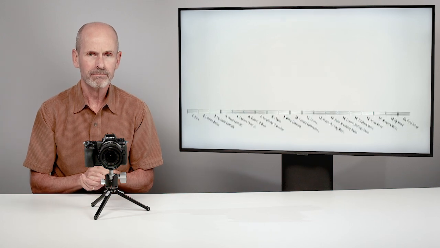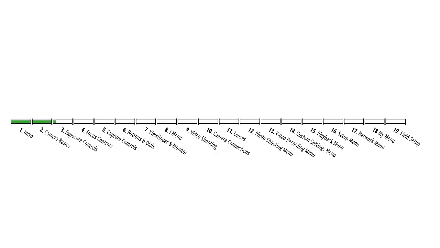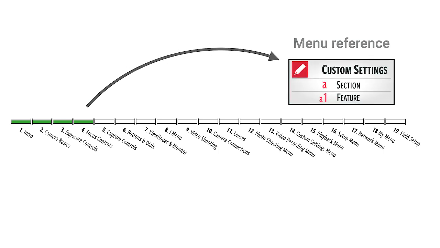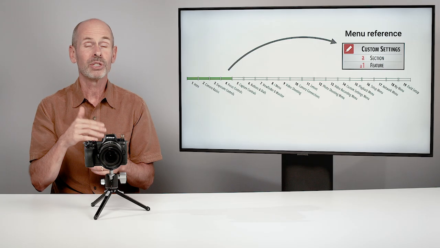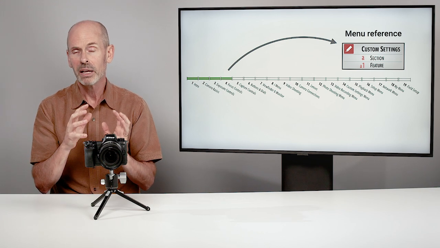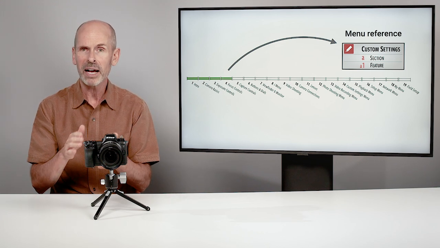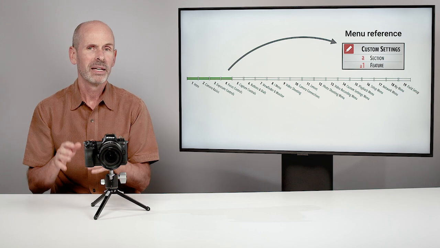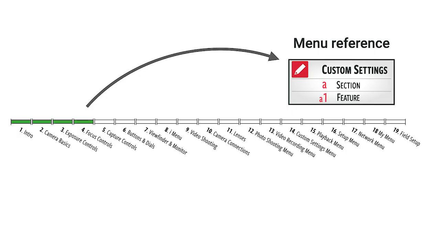Now, as we go through this class, I'm going to be referring to settings in the menu system that we'll be talking about more later on, but I know some of you are a little bit more advanced or you just like to jump ahead. And if you want to go ahead and jump ahead, well, I'm going to give you a menu reference box that you can look at on screen and know exactly where to go in the menu system to make the change that I am talking about.